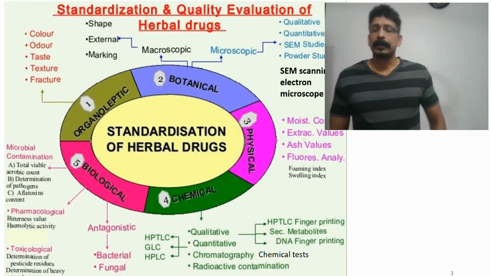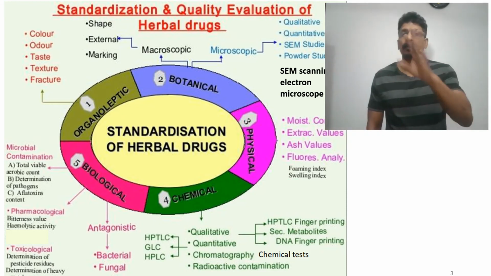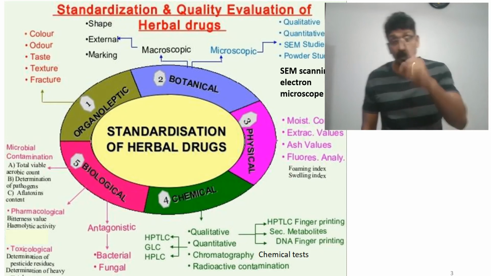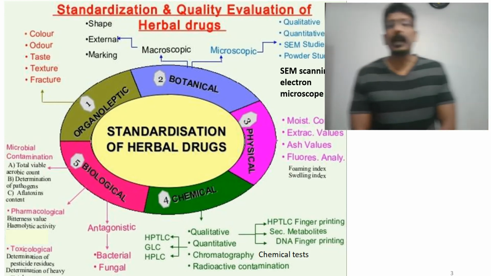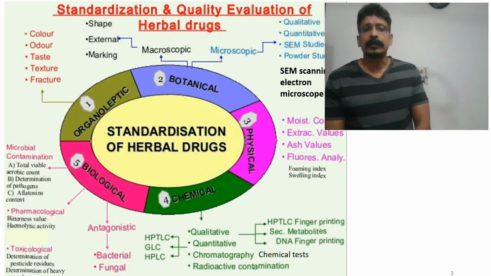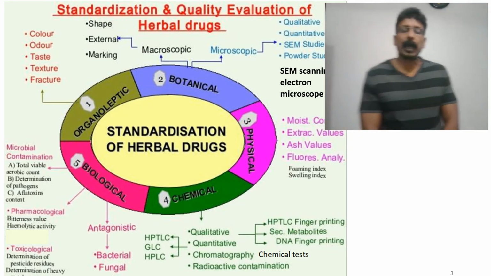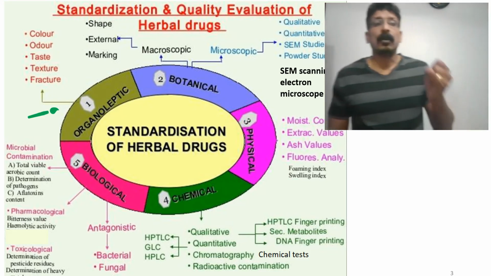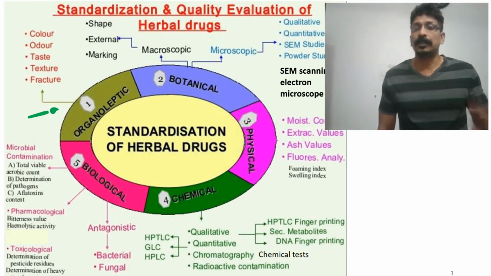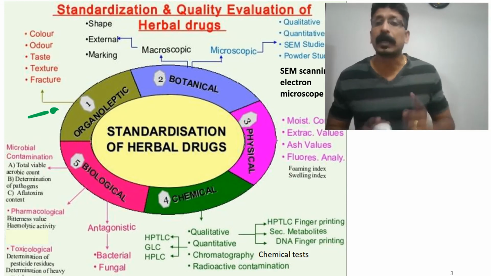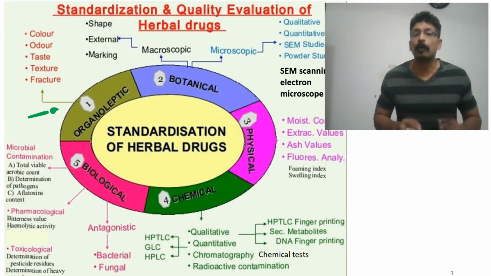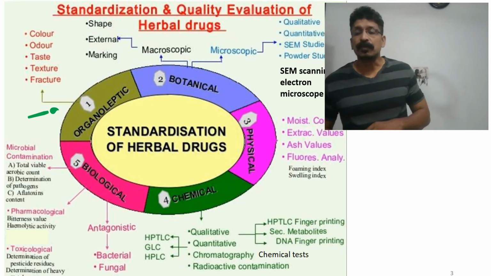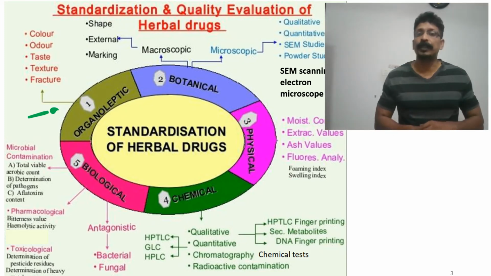I am explaining only this slide and going for certain important explanations which are not present there or were not explained before. So here it is divided into 5 parts: organoleptic, botanical, physical, chemical and biological. Organoleptic, we know: color, odor, taste, texture, fracture. You have done all these things in your lab practical work. So it is necessary for students to explain them if they ask in detail about standardization of quality, evaluation of herbal drugs, guidelines given by WHO; you should explain clearly.